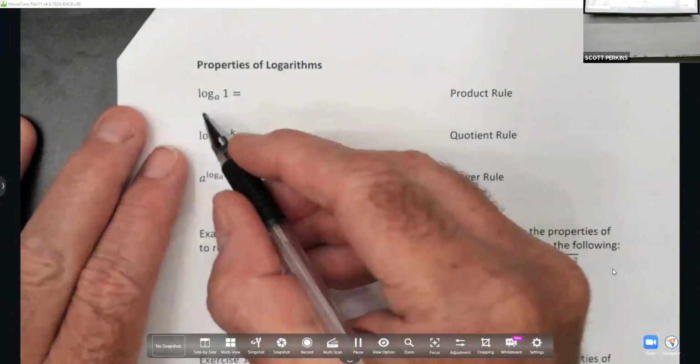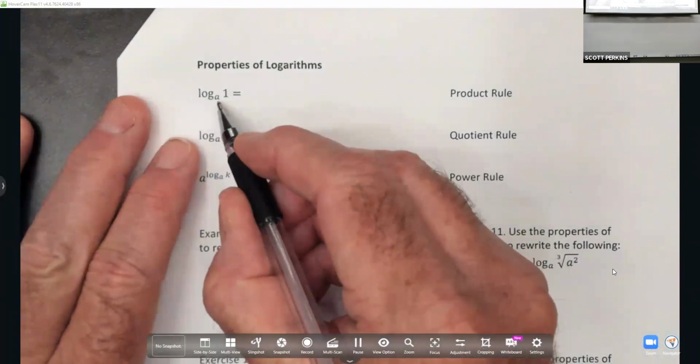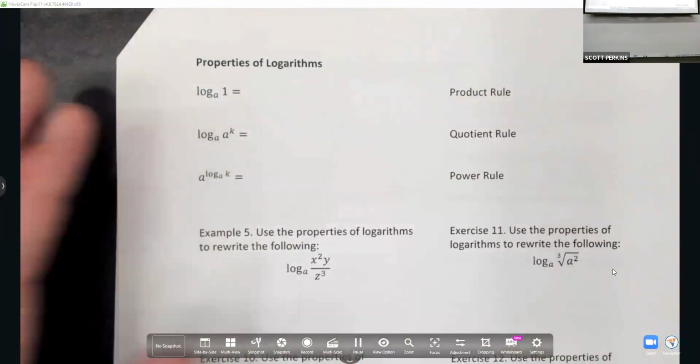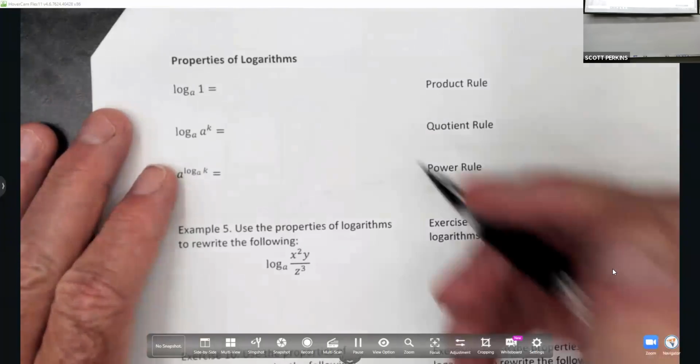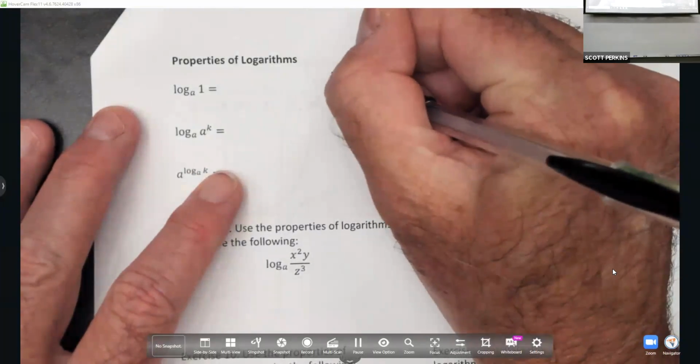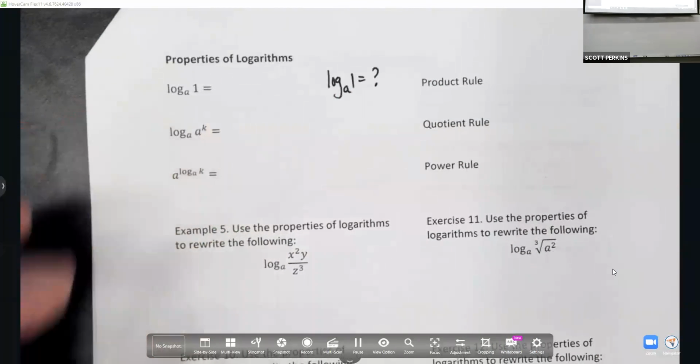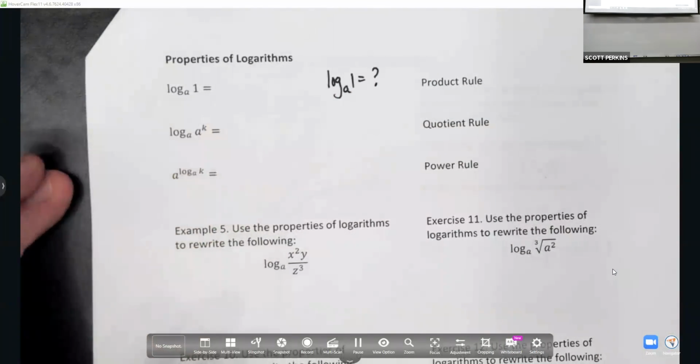So here we go. If you're taking the log, no matter what the base is, of 1. Now we could solve this if we wanted to be super clever. If I wanted to know, okay, log base a of 1 is equal to what? I don't know. Well, let's make this an exponential statement.